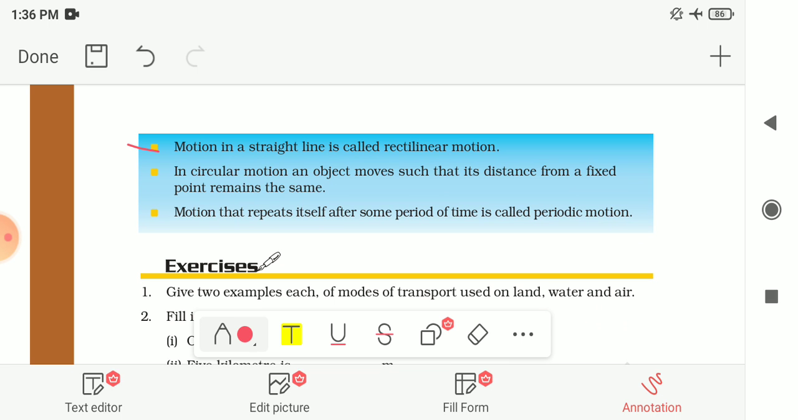Next we saw in this chapter that motion in a straight line is called rectilinear motion. In circular motion, an object moves such that its distance from a fixed point remains the same. That is known as circular motion, and the motion that repeats itself after some period of time is known as periodic motion. These are the different types of motions we saw in this chapter. So here our chapter number 10 gets over.